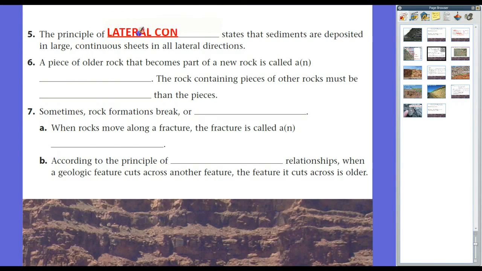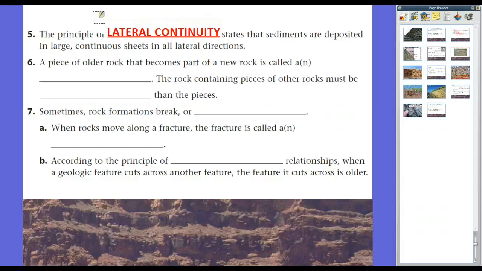First one is the principle of lateral continuity. Lateral meaning, of course, side to side. Continuity meaning the same or continuous. It states that sediments are deposited in large continuous sheets in all lateral directions. In other words, you're not going to find just a little drop of rock. Rather, over a large area, if you cut the individual piece of rock into a slice, you'll see the individual layers, one on top of the other, in a horizontal fashion going out in all directions, until we have a change in local geology.